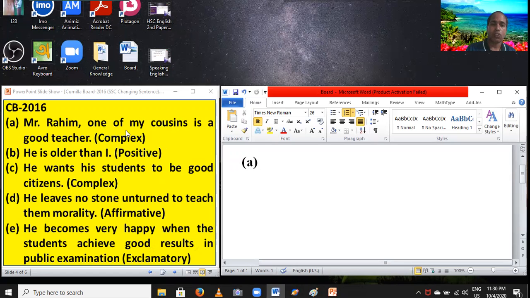Dear students, notice carefully. Mr. Rohim, one of my cousins. It is an appositive. This formula is an apposition. If you find this formula, an apposition in the simple sentence, while changing into complex, you have to use who, whose, that. While changing into complex, you have to use who, whose, that.